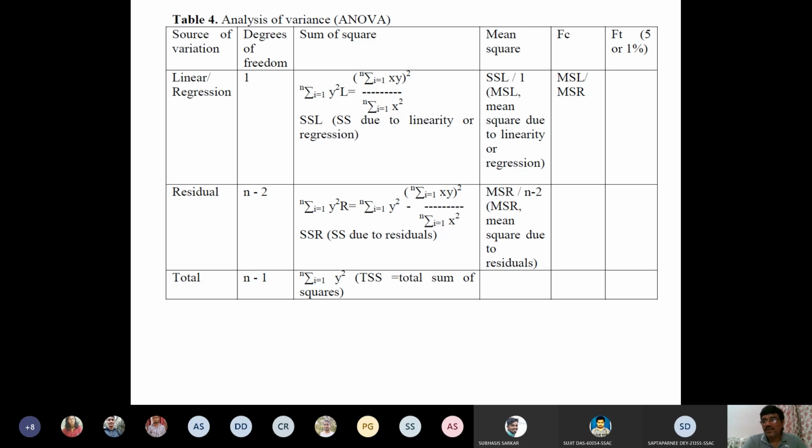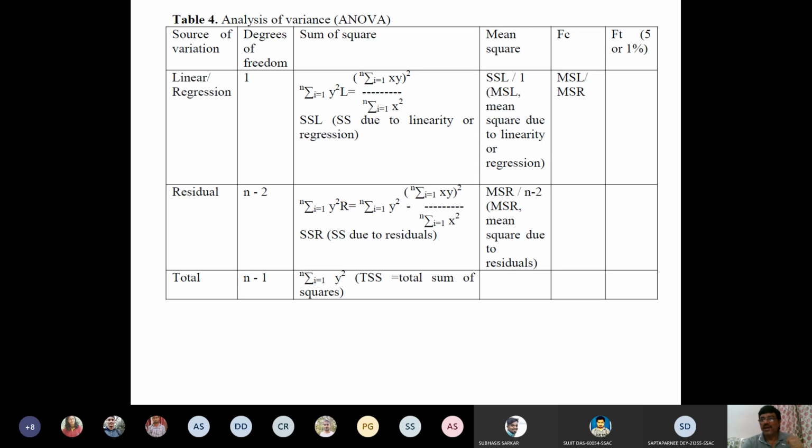And mean square, you know, is the respective sum of squares divided by degrees of freedom. So the previous column is divided by the respective degrees of freedom, and you get the mean square due to regression and the mean square due to error, or mean square due to residuals. In the next column, you need to calculate the F calculated. So this is your F test. It is the mean square due to regression divided by the mean square due to residuals. So you get the F calculated value, and then you will have the F table value.